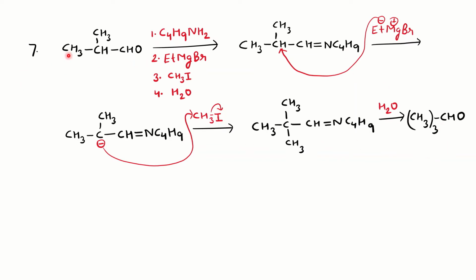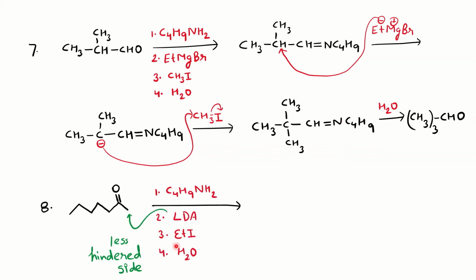But if you want to write the product directly, you can notice that since methyl iodide is given, one methyl is introduced at this carbon, and you have CH3 thrice here. So CH3 thrice C-CHO, you can directly write down the product for MCQ type questions. Similarly, this is again the same kind of case where you have a primary amine. Therefore they have given you the strong base, lithium diisopropylamide. Since it has diisopropyl, which is a bulky group, it will obviously prefer to attack from the less hindered side. And you have an unsymmetrical ketone here.